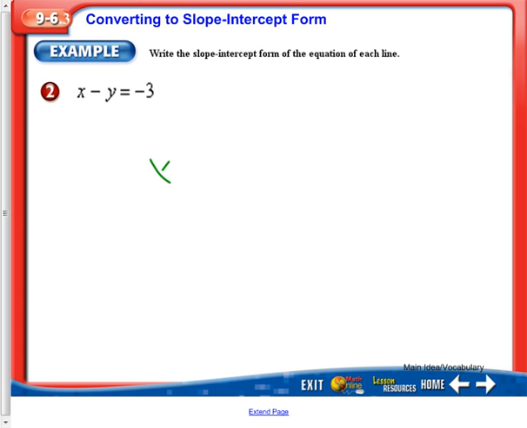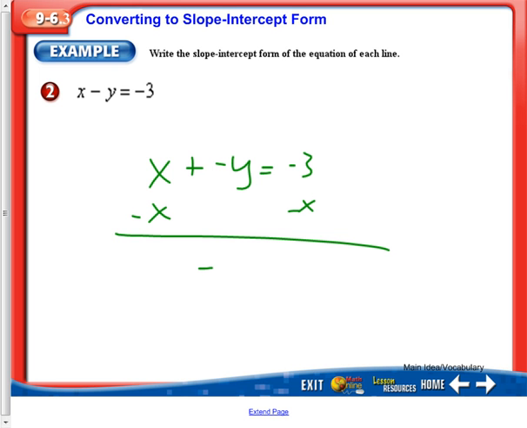Alright, so example 2, x plus negative y equals negative 3. Go ahead and get rid of this x on both sides. So I have negative y equals negative x plus negative 3. Now again, slope-intercept form, boys and girls, is y equals mx plus b. Notice this is positive y. So this right now cannot be negative.